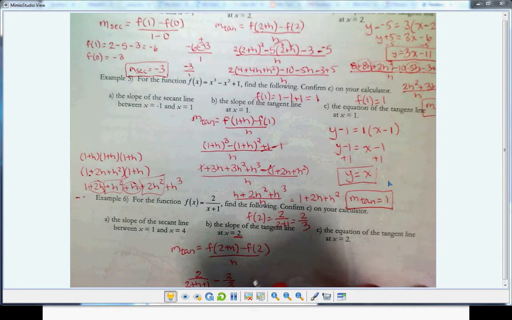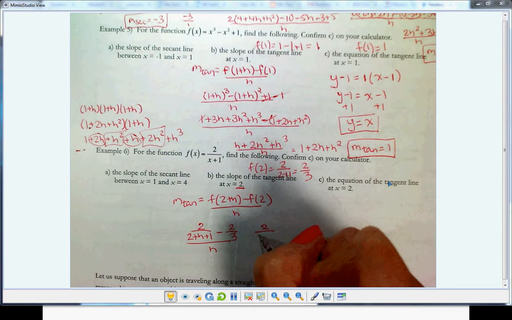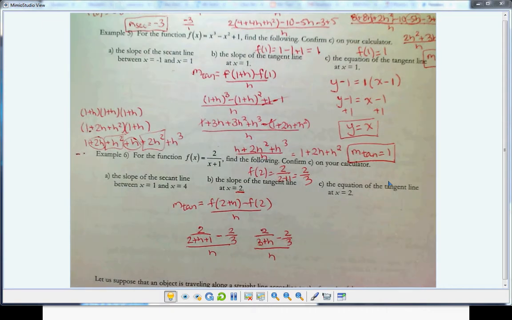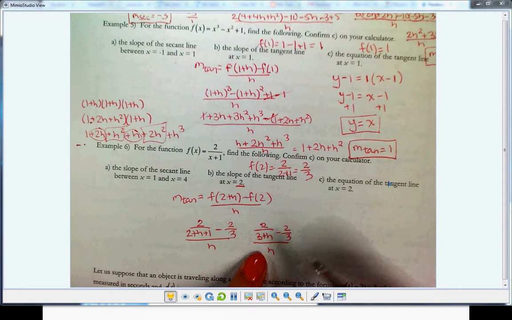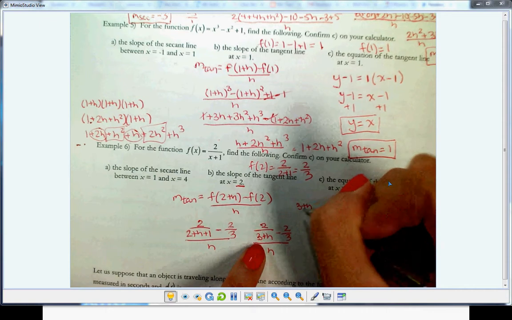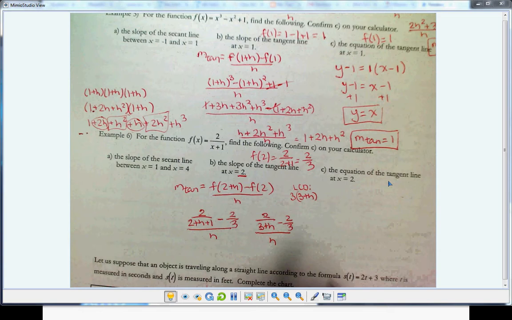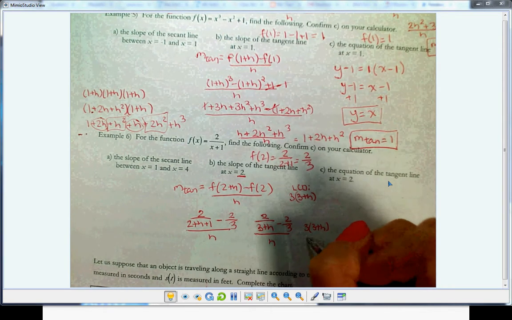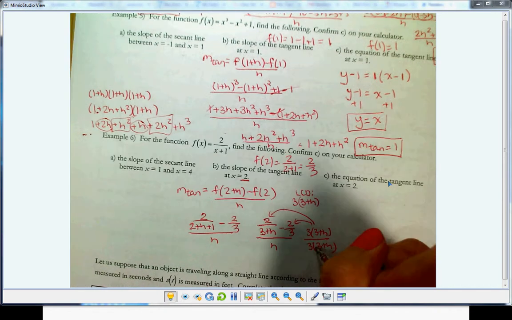So if I simplify this part, it's going to be 2 over 3 plus h minus 2 over 3 divided by h. So for this part, what I'm trying to do is get rid of these fractions. So I'm trying to make them all disappear. So my least common denominator for this problem is, I need a 3 plus h and a 3. So what I'm going to be doing is multiplying each of these by 3 plus h. And I'm going to distribute it to each of these fractions, including the one on the bottom.